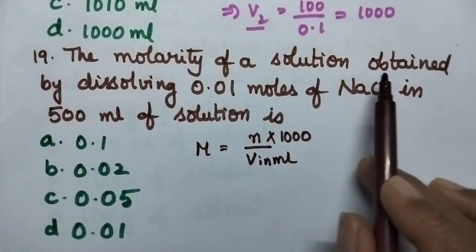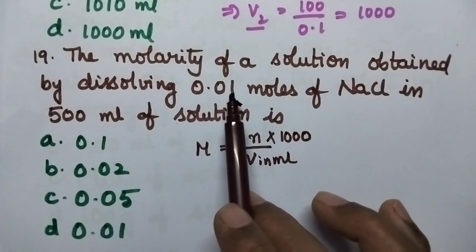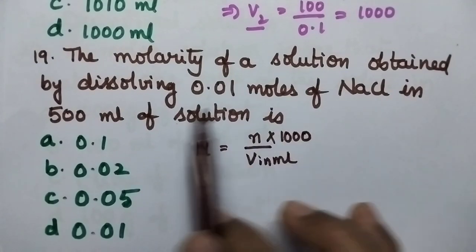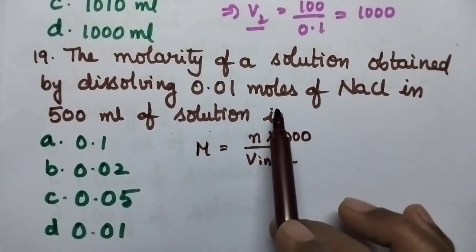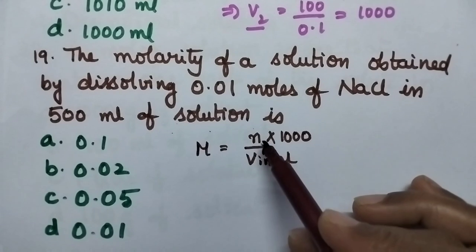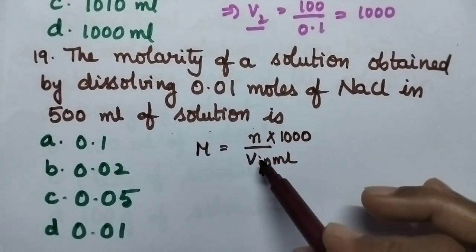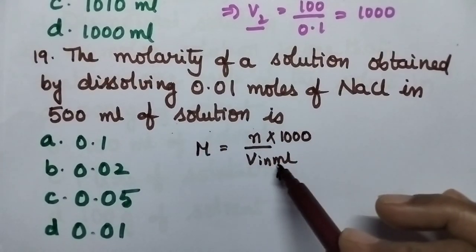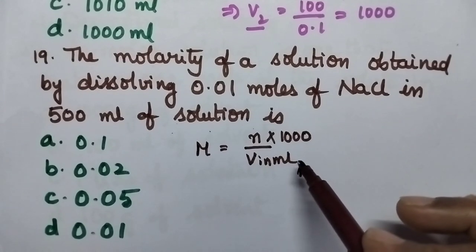The molarity of a solution obtained by dissolving 0.01 moles of sodium chloride in 500 ml of the solution is. So, molarity is equal to number of moles by volume in liters. But here the volume is given in ml. So, we have to divide it by 1000.